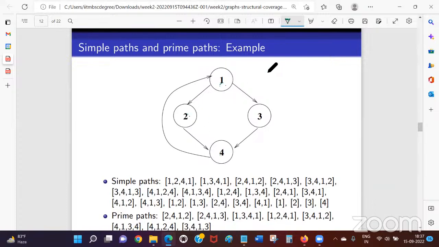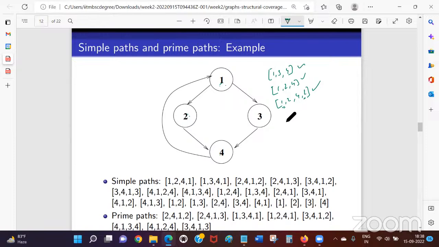So again, let me write it. 1, 3, 4. 1, 2, 4 could be a simple path because none of the nodes got repeated. If I say 1, 2, 4, this is a simple path because nothing is repeated. If I say 1, 2, 4, 1, this is also considered simple because only the starting and ending nodes are repeated. So either I don't repeat anything or only the starting or ending node will be repeated. None other than those nodes will be repeated.